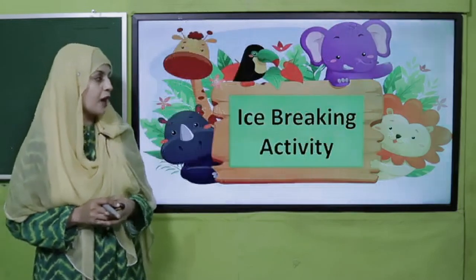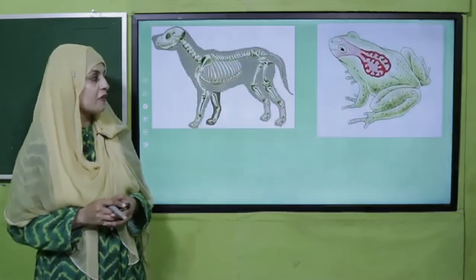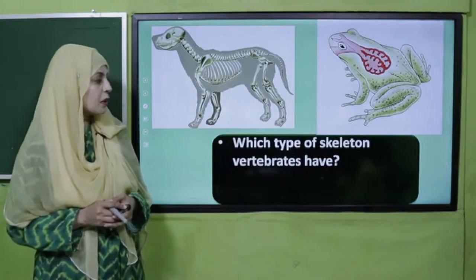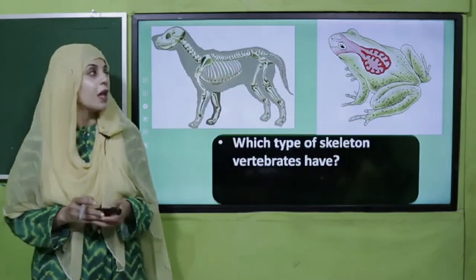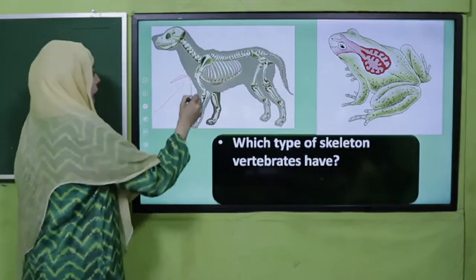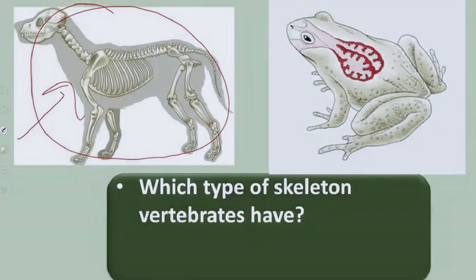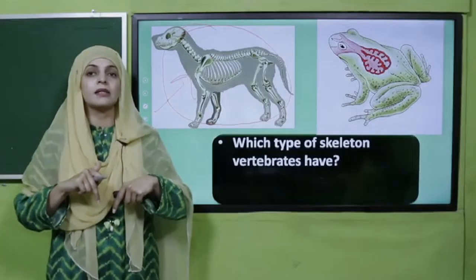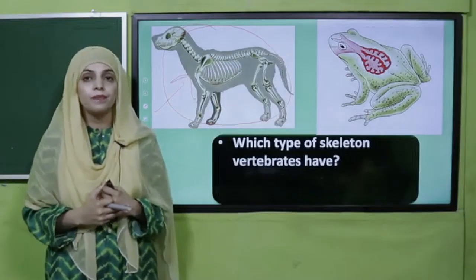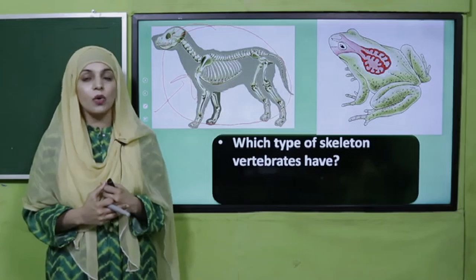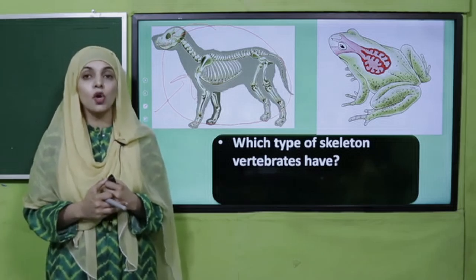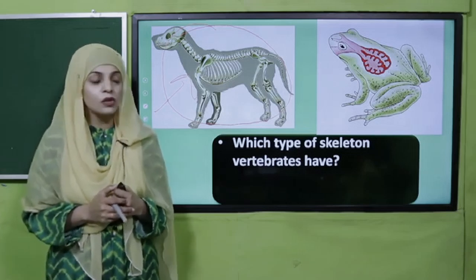So now is the time for an activity. Look at the pictures very carefully and then answer. Quickly tell me which type of skeleton vertebrates have. This is a vertebrate and here you can see its skeleton. It is inside the body, and quickly remember, when the skeleton is inside the body, what is it called? Endoskeleton it is. So vertebrates have endoskeleton.